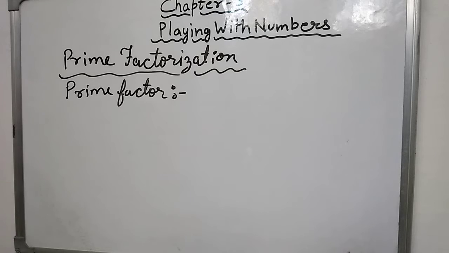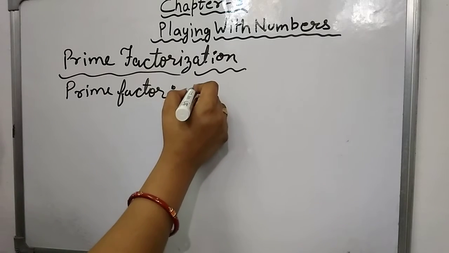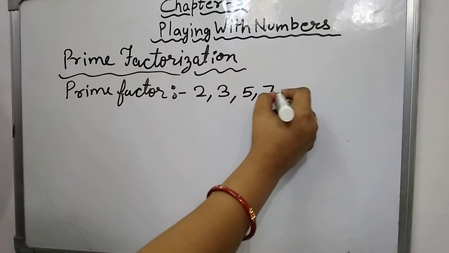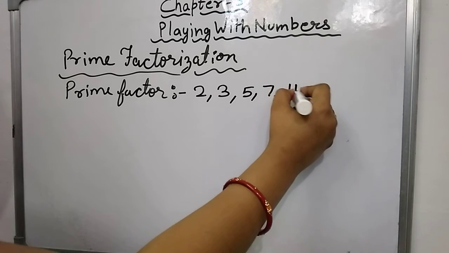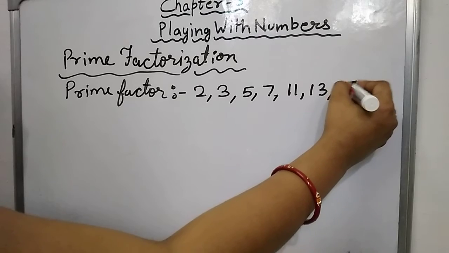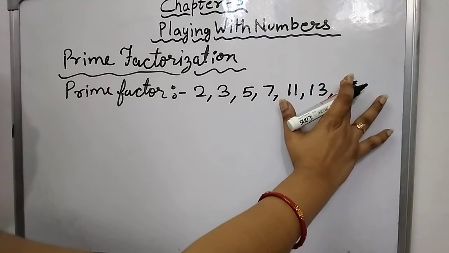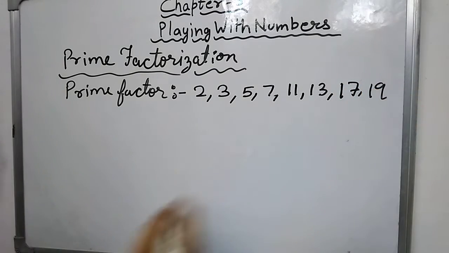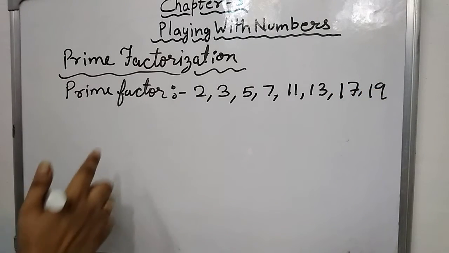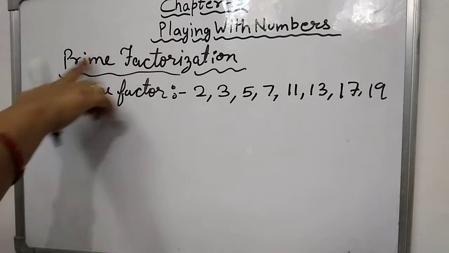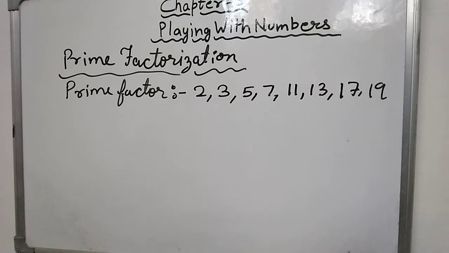So when we write factors in terms of prime numbers, those are called prime factors. If these numbers are written as factors of any given number, then these are called prime factors. And the method of calculating prime factors is called prime factorization.